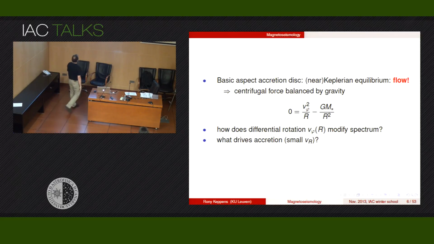And so I now have flow, and so I can ask myself, how does differential rotation change the dynamics and the spectral problem? And what drives then the accretion? Suppose I take this as an equilibrium and I want to quantify the stability. Why can't I do that? Of course I can do that.